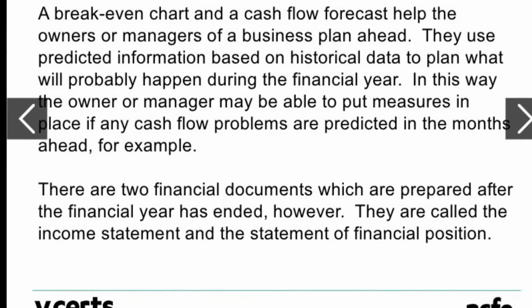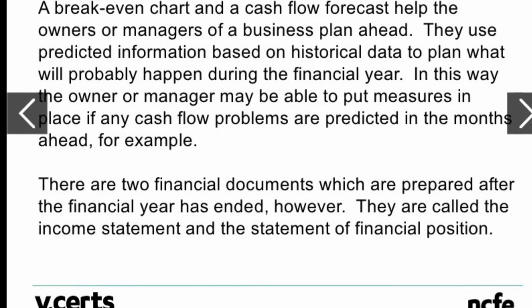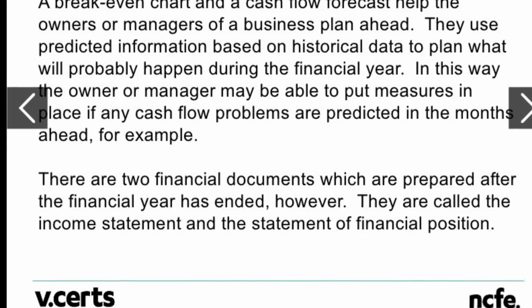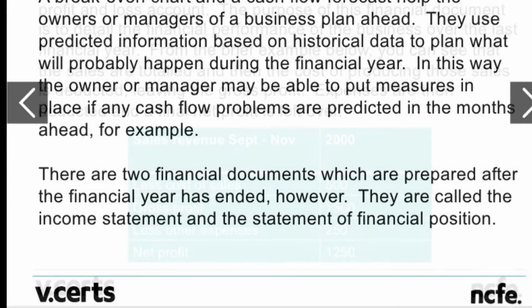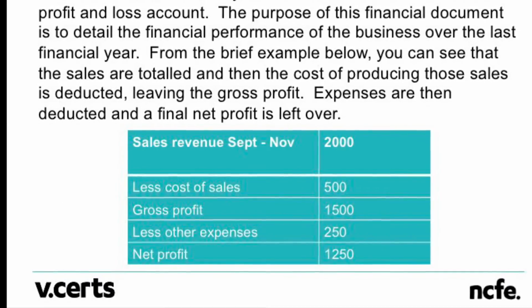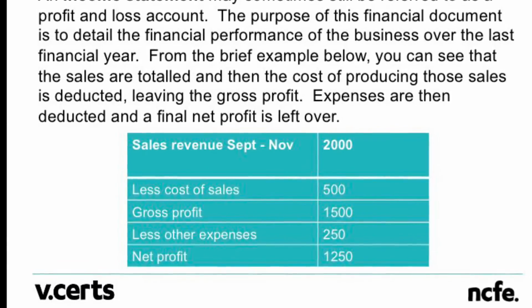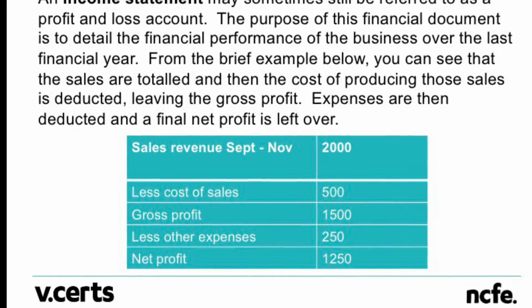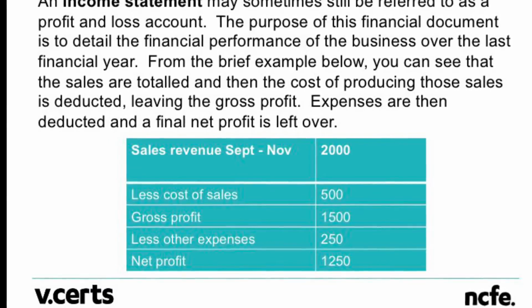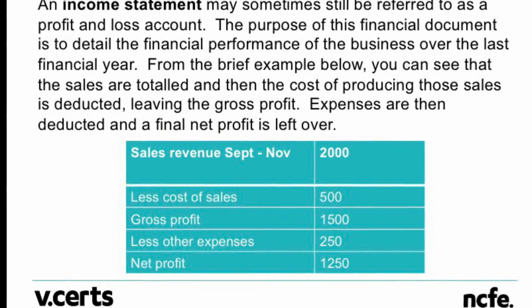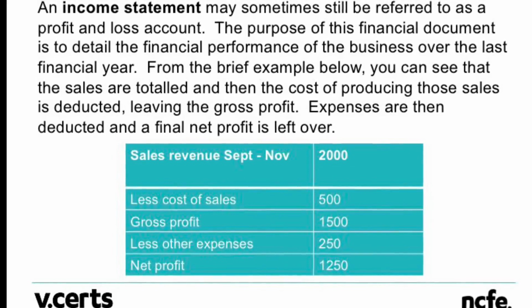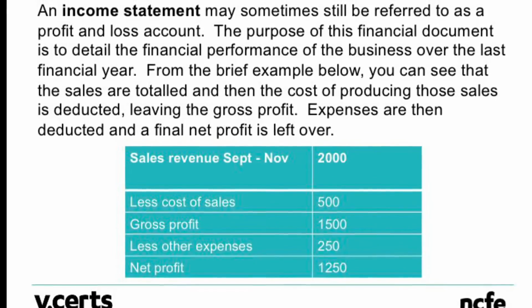So there are 2 financial documents which are prepared after the financial year has ended. They are called the income statement and the statement of financial position. So the income statement, the purpose of this is to detail the financial performance of the business over the last financial year. From the brief example below, you can see that the sales are totaled and then the cost of producing those sales is deducted, leaving the gross profit.